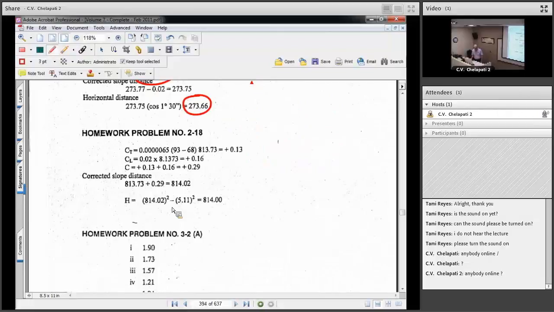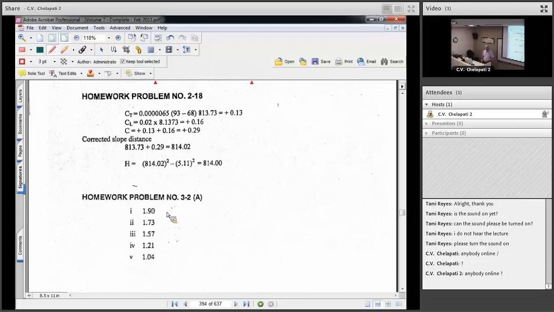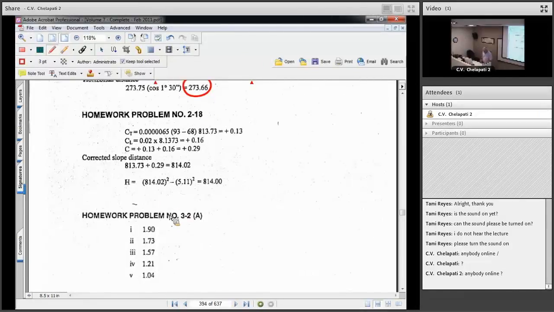Okay, the next one is similar. Number 18 from the Kavanaugh book. Compute the corrected horizontal distance. Temperature is 93 degrees. Tape length 100.02. What should the tape length be? 100. Remember, that's one of the things that we could correct for is incorrect tape length. And this one here, it has that. So we take a look at that.